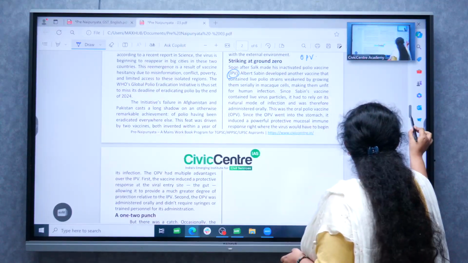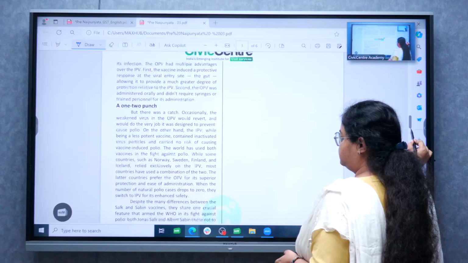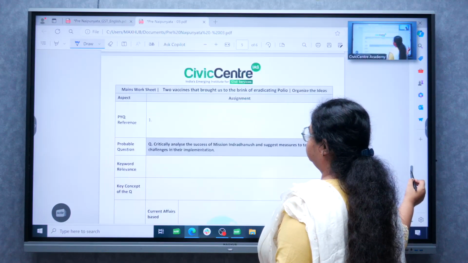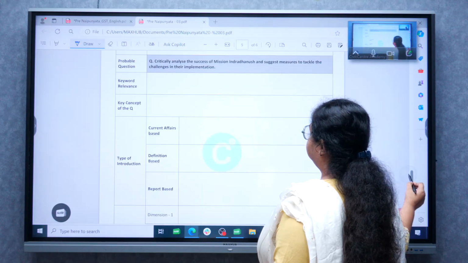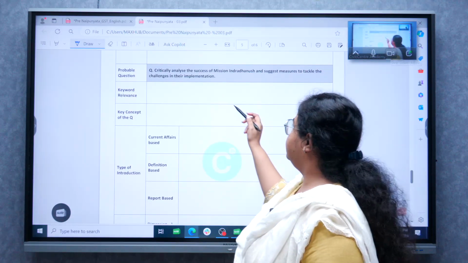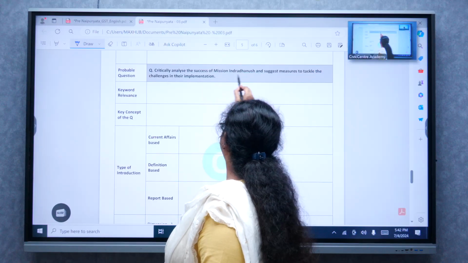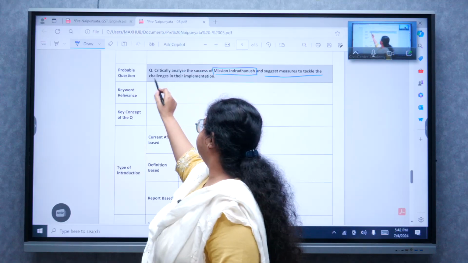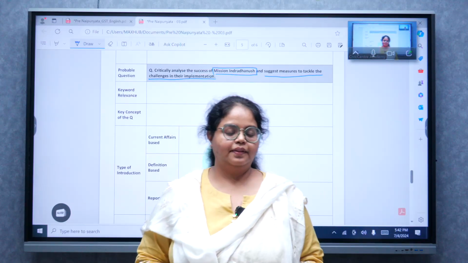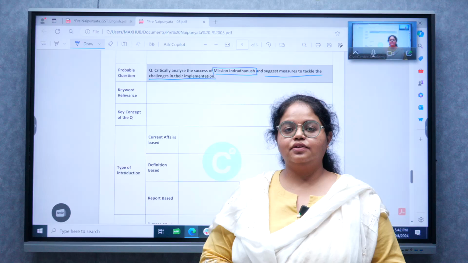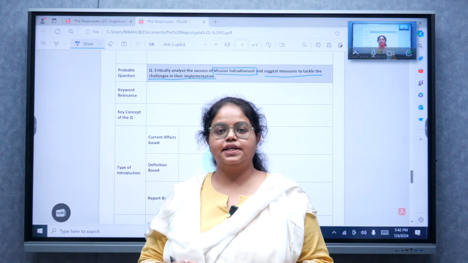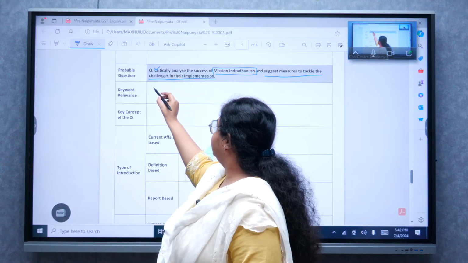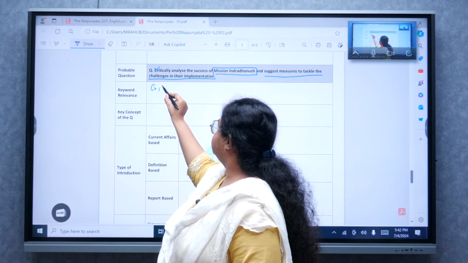Now, what kind of question did we ask? So here is the question: Critically analyze the success of Mission Indradhanush and suggest measures to tackle the challenges in their implementation. So what is the question asking for? What is the keyword? We need to understand what keyword is asked in the first place. It is saying critically analyze.